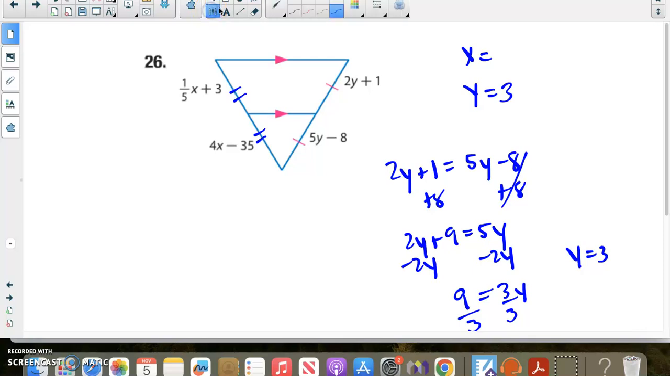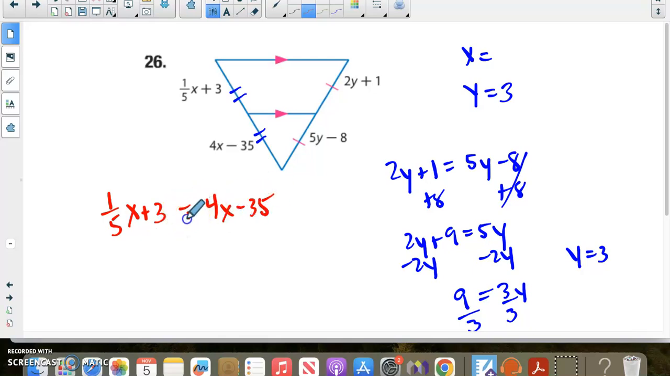All right, this is what I got. I got y equals 3. Did you get the same thing? If not, go back and look at my work, see what you did wrong, see if you can figure out your mistake. And then, solving for x, we have 1/5 x plus 3 is equal to 4x minus 35.